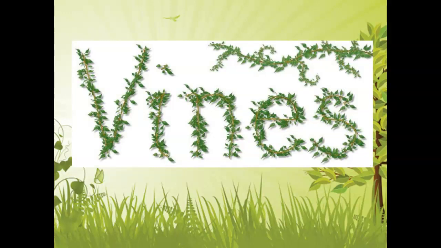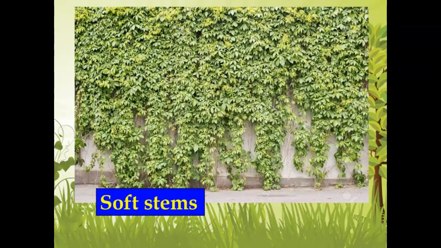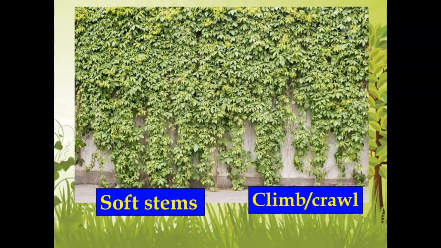Vines are also known as creepers or climbers, mainly refer to those plants which have a weak stem and are extended horizontally along the soil, as they cannot stand upright. Climbers are the plants with long, weak, and very thin green stem, which use external supports to grow and carry their weight. Again, vines, they have soft stem, they climb and crawl, they have long stems.